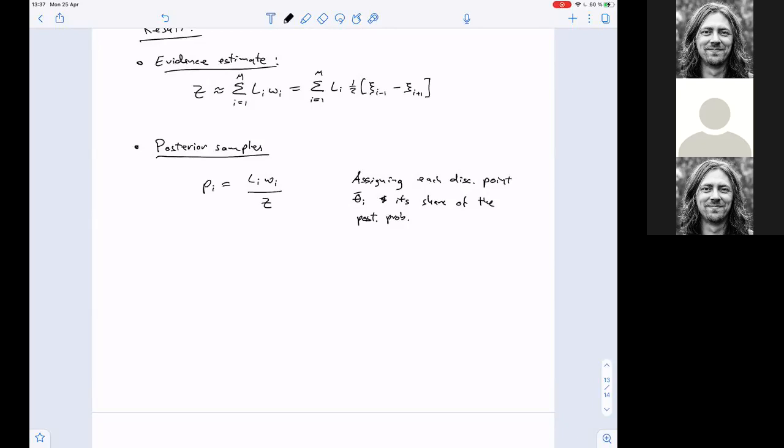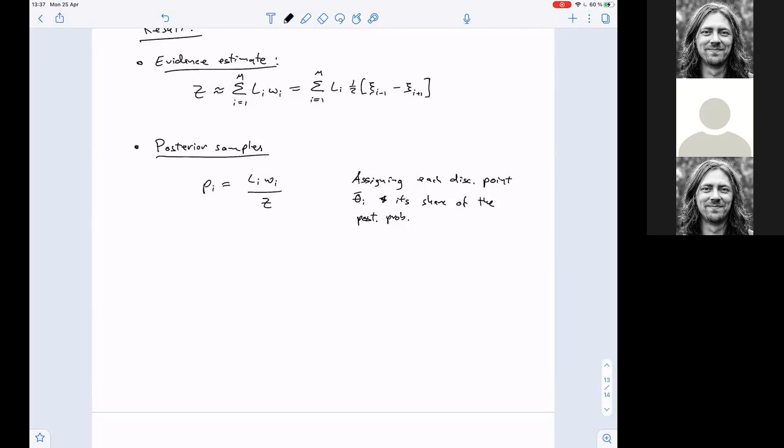And then you can make histograms where the contribution to the histogram from that sample is its weight. And if you make those histograms, you'll see the posterior shape, at least if you have collected enough samples. Alternatively, you can work directly with those weighted samples.